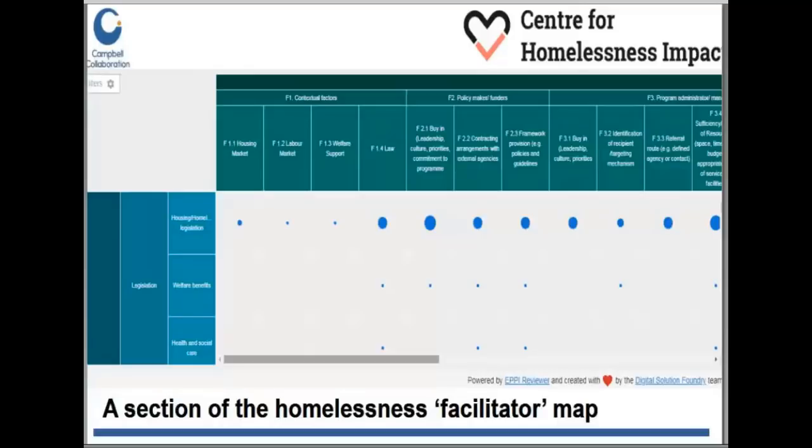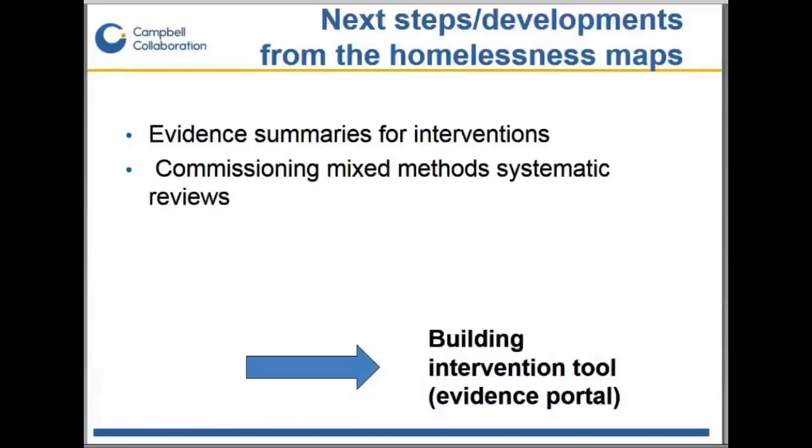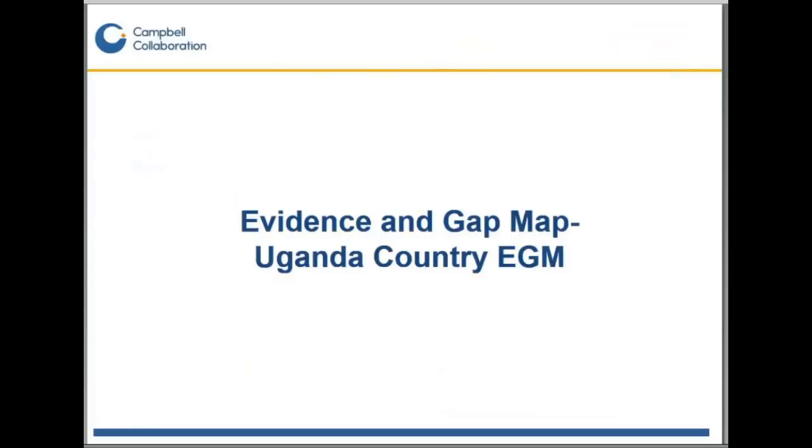So these two maps are being used in a couple of ways. One is that we are doing the systematic reviews, and they're going to include the process evaluations, mixed method reviews, so they include the process evaluation evidence as well. But the second is that they're building an intervention tool, an evidence portal, which I'll show you in the next few minutes in the concluding section of this talk, when we talk about different ways of presenting evidence. And so evidence summaries are being produced from the process evaluations around the issues identified as barriers and facilitators in the process evaluation map.